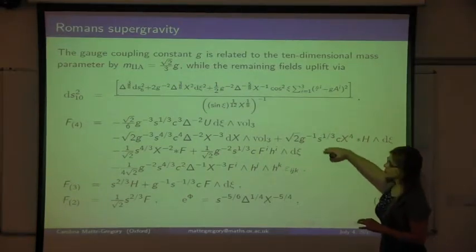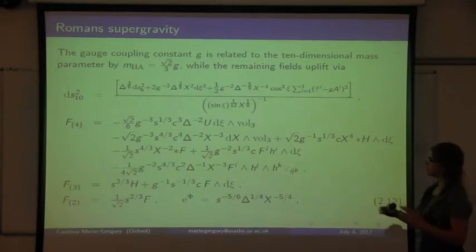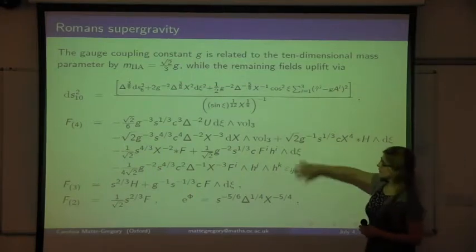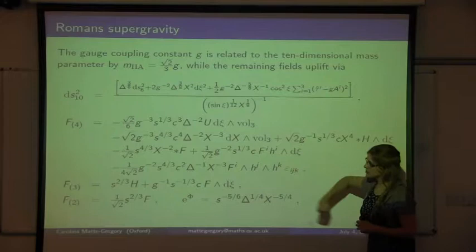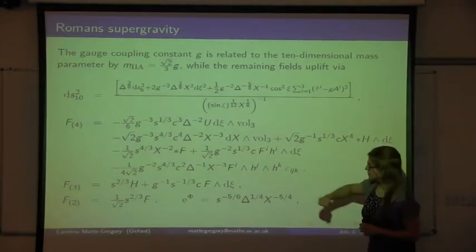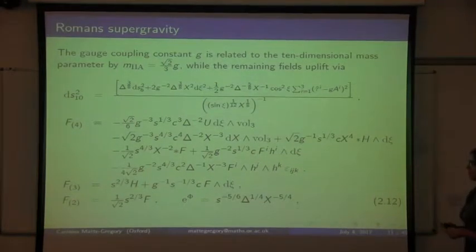And these are my fields. So these are also similar to the result there. So this is my 4-form Ramond field. So 3-form Neveu-Schwarz, and then 2-form Ramond, and again I have something like that.